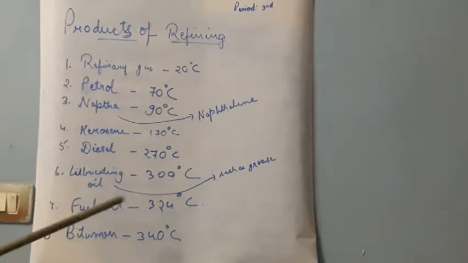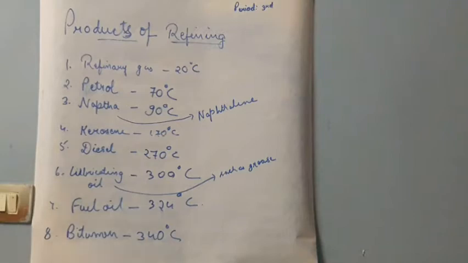Then comes the fuel oil, which forms vapors at 324 degrees centigrade. Then bitumen. We have studied bitumen in the coal part. Bitumen is a byproduct of petroleum which has a very high boiling point, and it is used for the construction of roads.